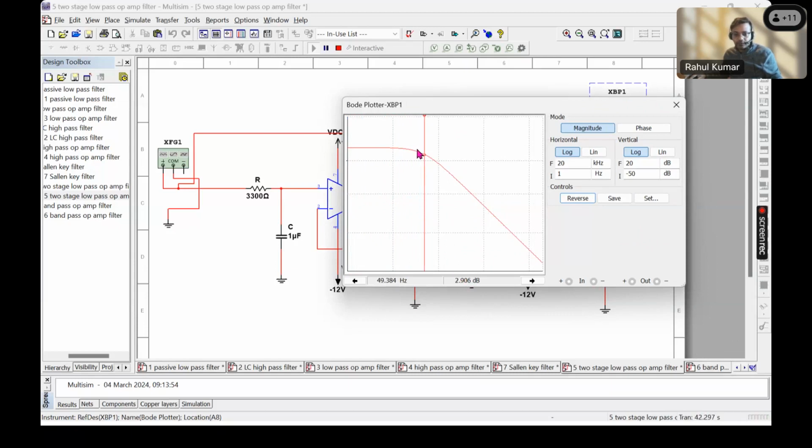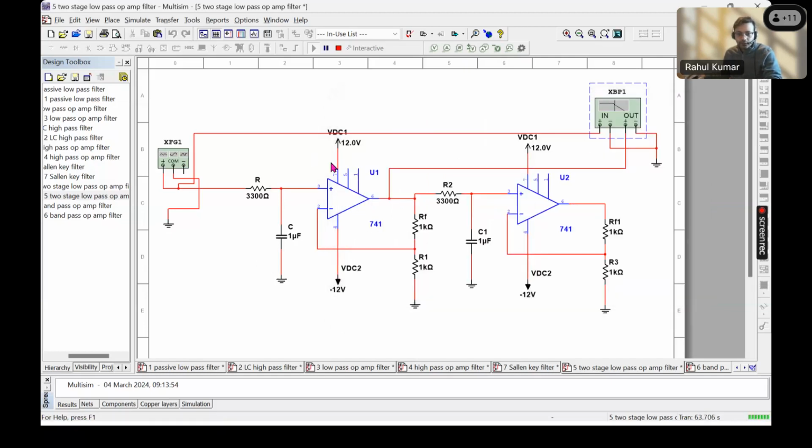So if we go down 3 dB, that's around 3 dB, and the frequency is coming out to be 48. Here it is around 49. So quite close to what we expected. Okay. So that's for a single pole or a first order filter.